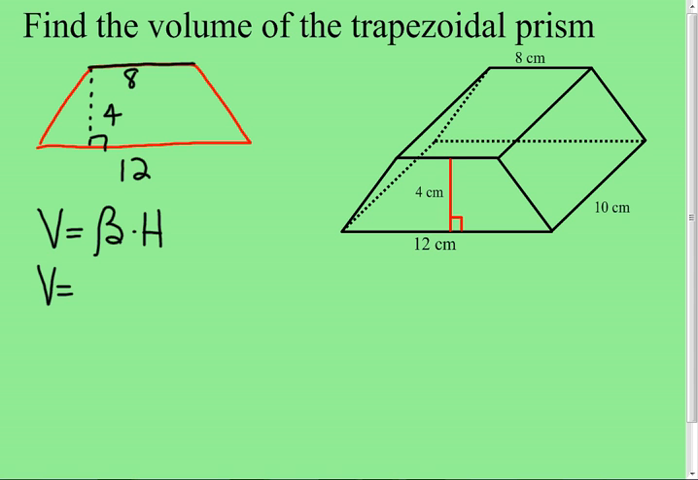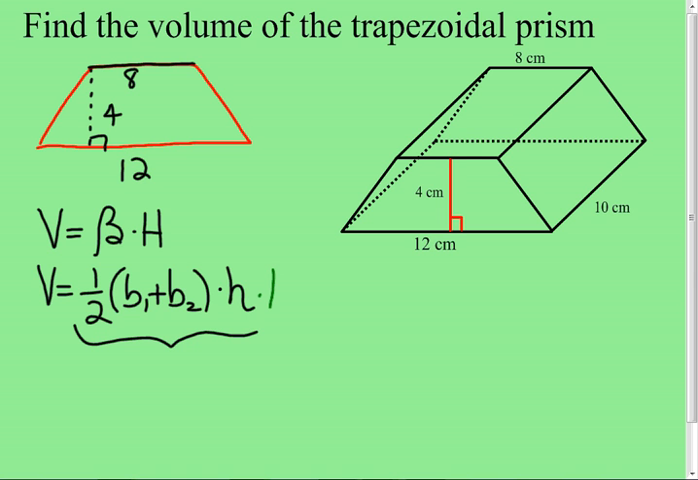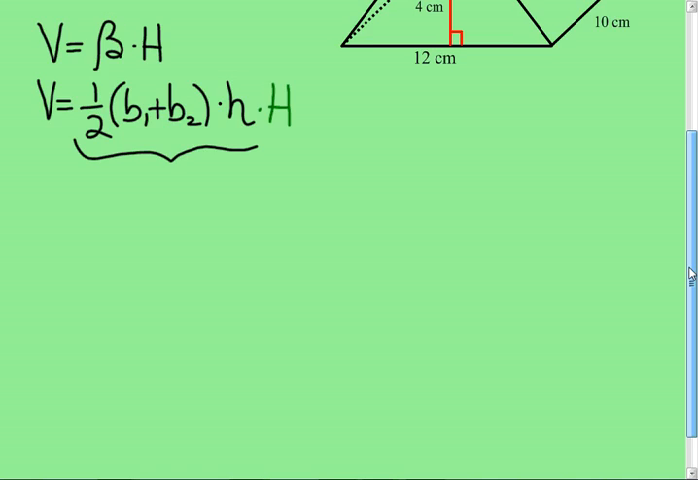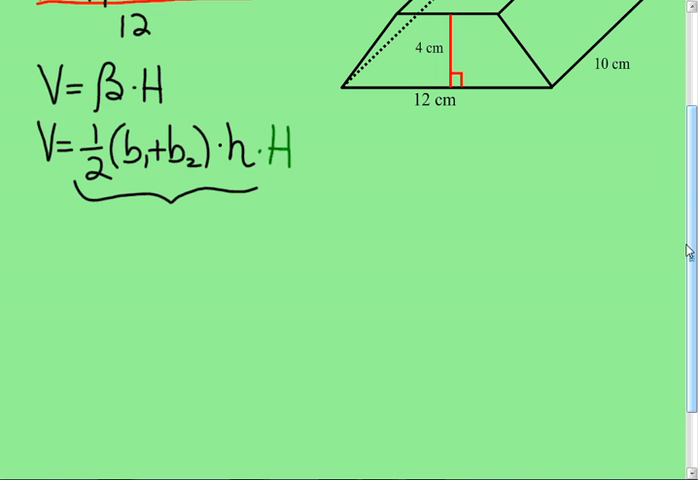Now, do you guys remember the formula for the area of a trapezoid? Half. Well, 1/2 times the sum of the bases is the average, times the height of the trapezoid. That's the trapezoid. And then we're going to multiply by the height of the prism. And now all I have to do is put the numbers in. That's all there is. So it's 1/2.